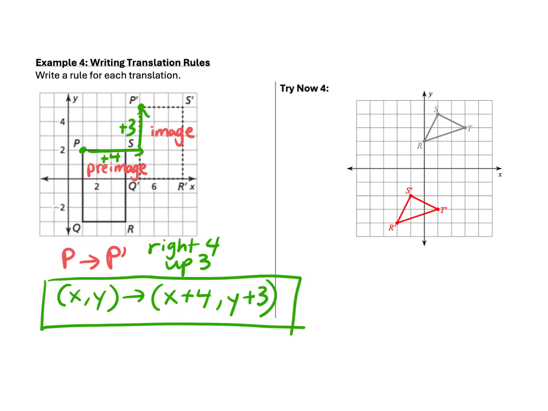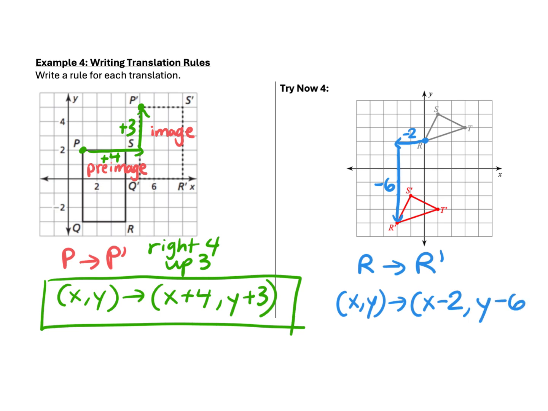In the try now, let's again pick a point in the pre-image. That's R, S, or T. It really doesn't matter which one you pick, just pick one of them. I'm going to pick R. So let's go R to R prime. This time you can see we have to go left 2. And then 1, 2, 3, 4, 5, 6 down. Down 6. That would be xy maps to x minus 2 brings us to the left 2, and then y minus 6 brings us down 6.